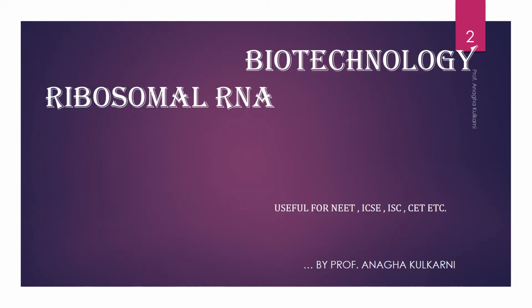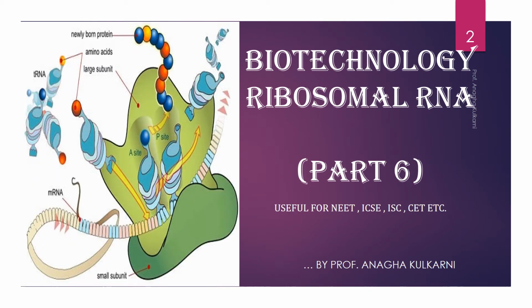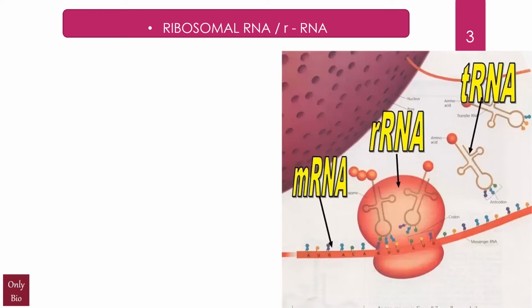So friends, in this biotechnology video, which is the sixth part of the chapter, we are going to discuss something about rRNA. So let's understand ribosomal RNA. On the screen, you can see a picture depicting the different types of RNA. Friends, just to remind you, there are three main types of RNA, that is mRNA, rRNA and tRNA.